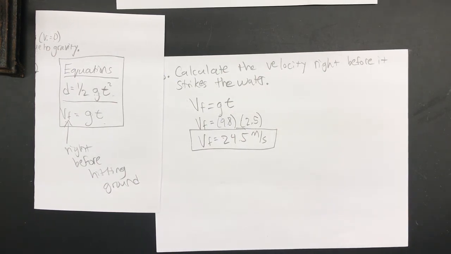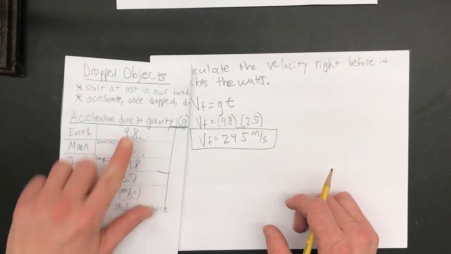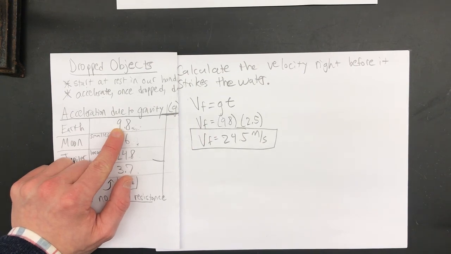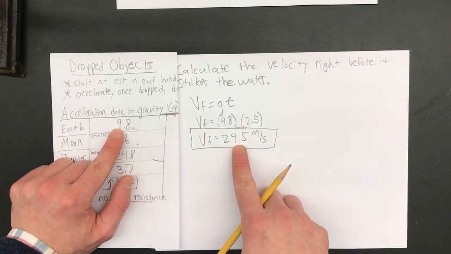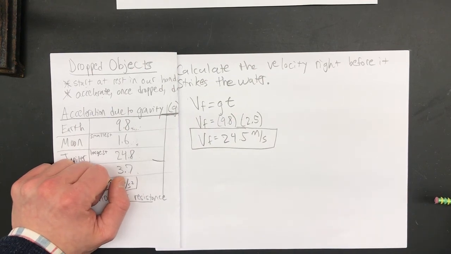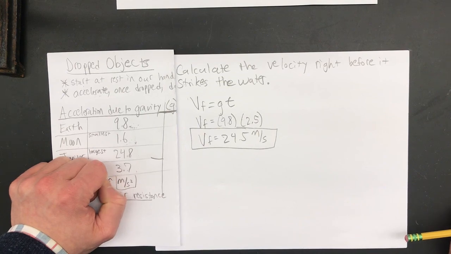Now remember, we said after 1 second of falling, the rock will be going about 10 meters per second, because that number is close to 10. After 2 seconds of falling, it'll be going about 20 meters per second. So it makes sense that after 2.5 seconds, it's going about 25 meters a second. If it was falling for 3 seconds, it would get faster, but in this case, it's not.